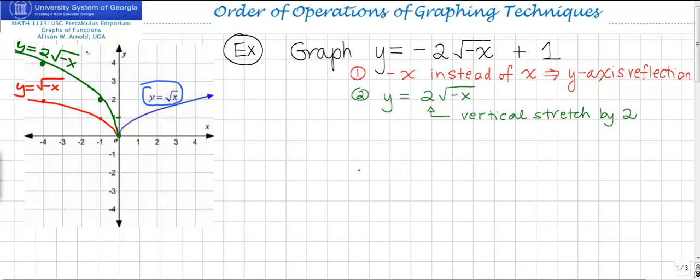Okay. Next, I notice that in addition to multiplying by 2, I also have a multiplication of a negative 1. I'm purposefully doing this in two separate pieces because I want you to recognize that multiplying by a negative 1 in front of the function produces an x-axis reflection.